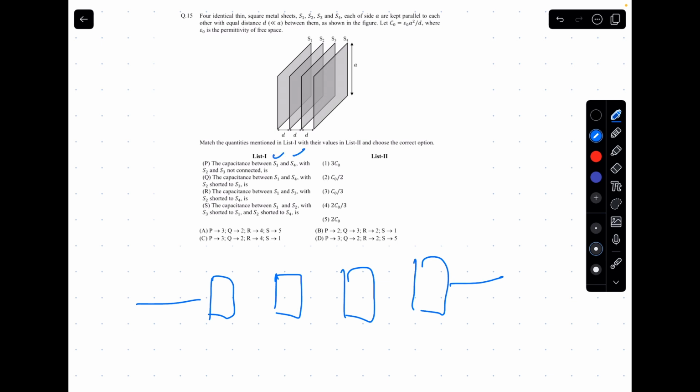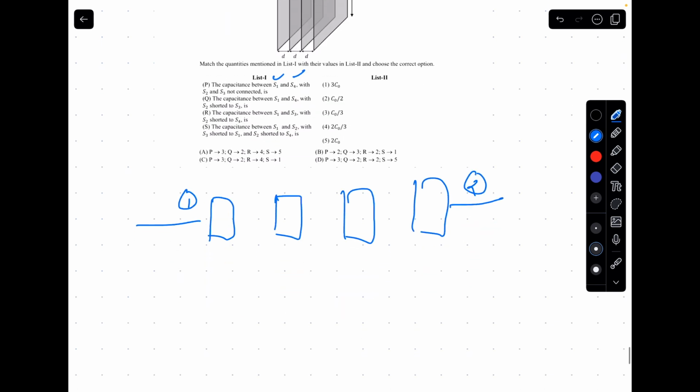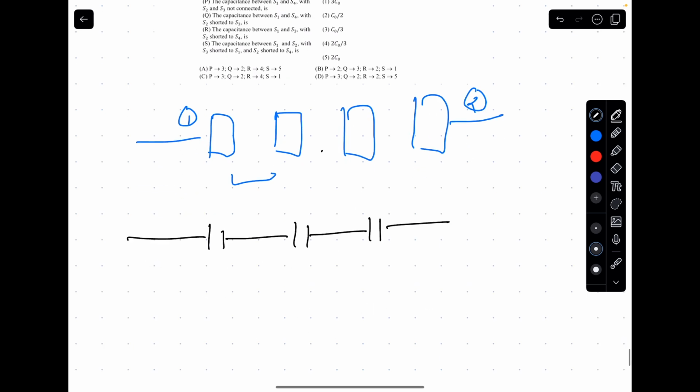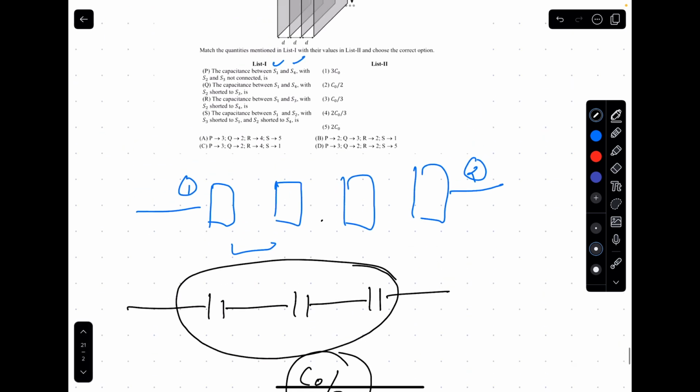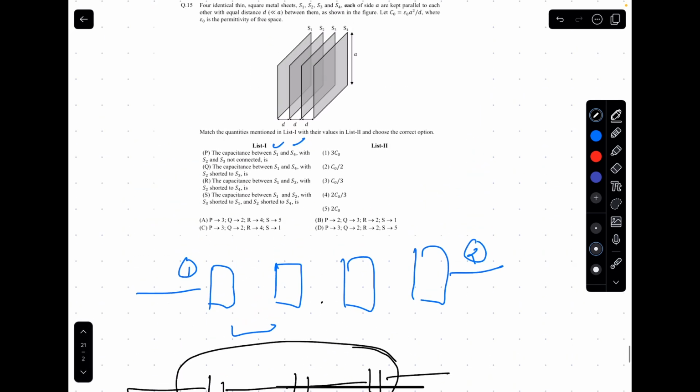It means the battery is connected in between that, with 2 and 3 not connected. So this is simply like this. In this case, these two will form a capacitor. So there will be a capacitor like this, then another capacitor like this, and then another capacitor like this. So what is the equivalent capacitance? C naught divided by 3, right? Where C naught is the capacitance of one capacitor. So basically P is 3. From this I can only eliminate one option.